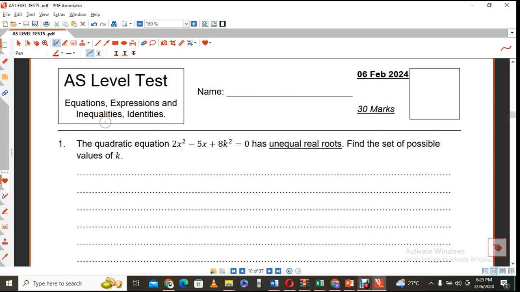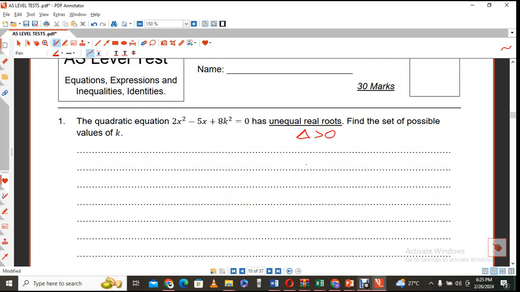Right, so this one is still on equations and expressions and inequalities as well as identities. The first one says the quadratic equation 2x squared minus 5x plus 8k squared equals 0 has unequal roots. When you are told something has unequal roots, it therefore means the discriminant would be greater than 0. Find the set of possible values of k.